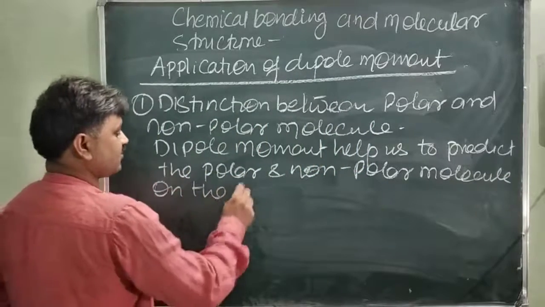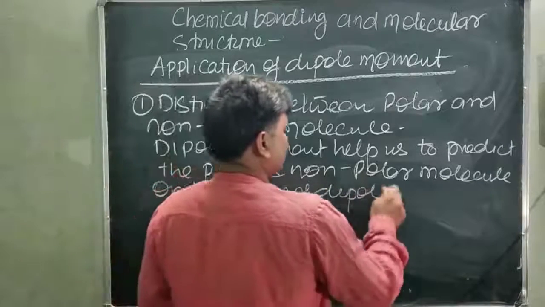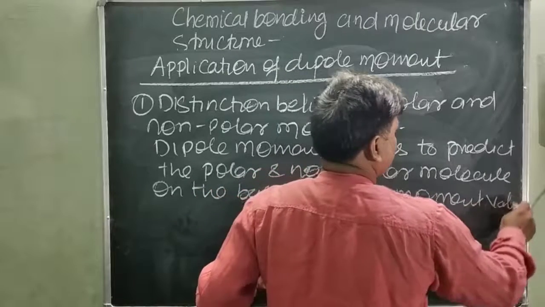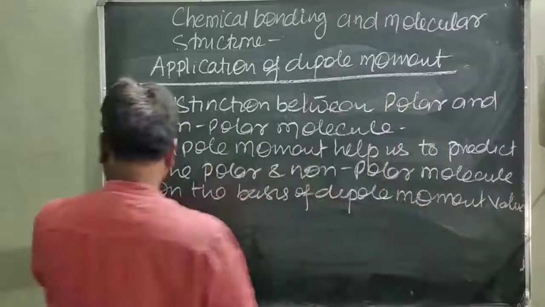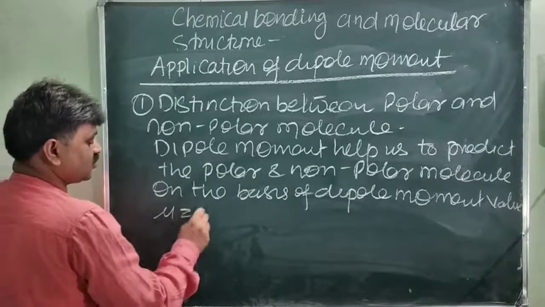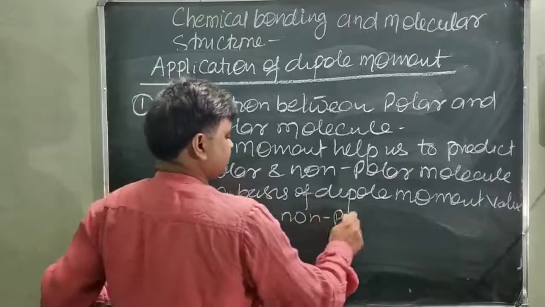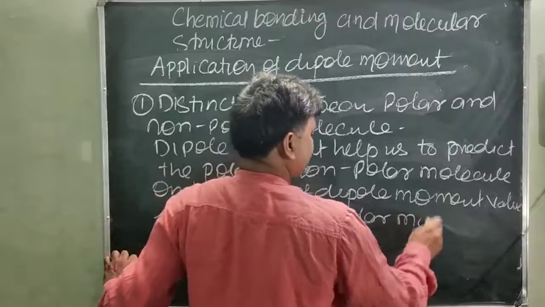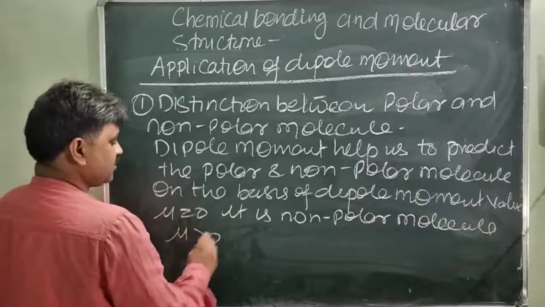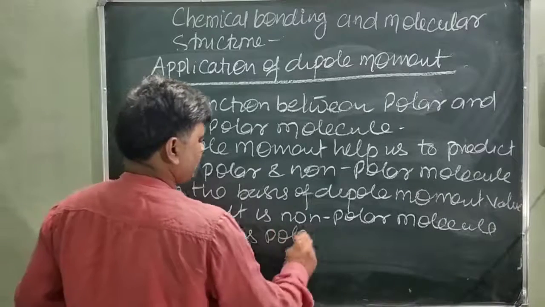On the basis of dipole moment value: if the mu value is equal to 0, it is a non-polar molecule. And if the dipole moment value is greater than 0, it is a polar molecule.